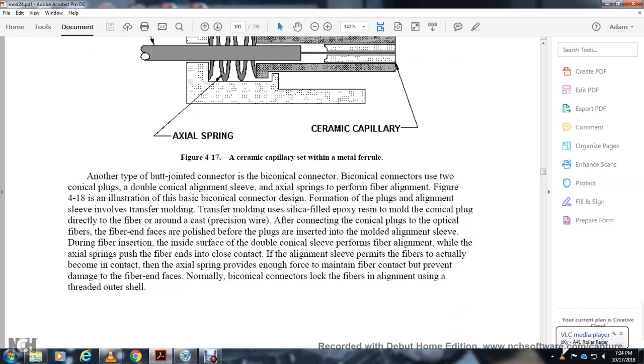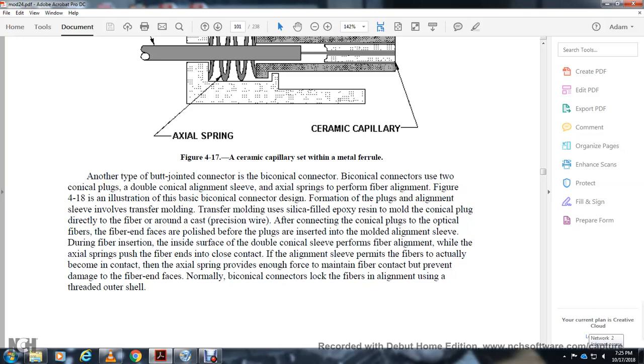The other type of butt joint connector is the biconical connector. Biconical connectors use two conical plugs with conical alignment, sometimes with an axial spring to perform the fiber alignment. Figure 4-18 illustrates the biconical connector design and formation of the plugs. The sleeve is formed with transfer molding. Transfer molding uses silicone filled with epoxy resin to mold the conical plug directly onto the fiber, around a precision wire, after connecting the conical plug to the optical fiber.